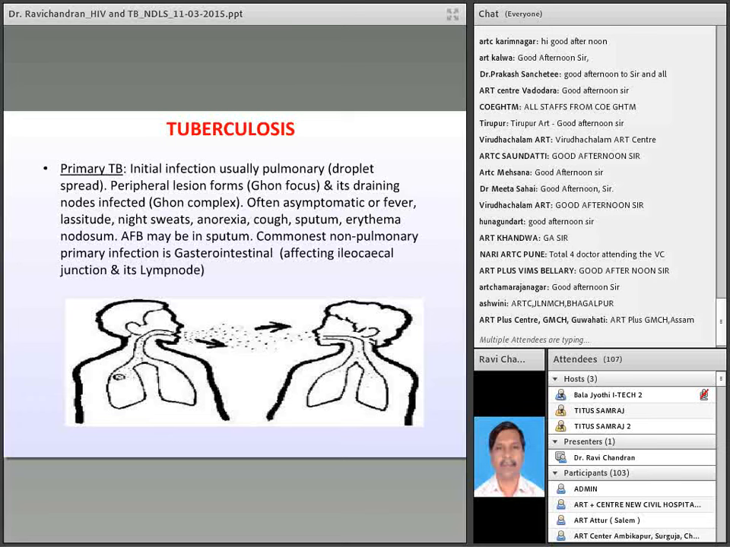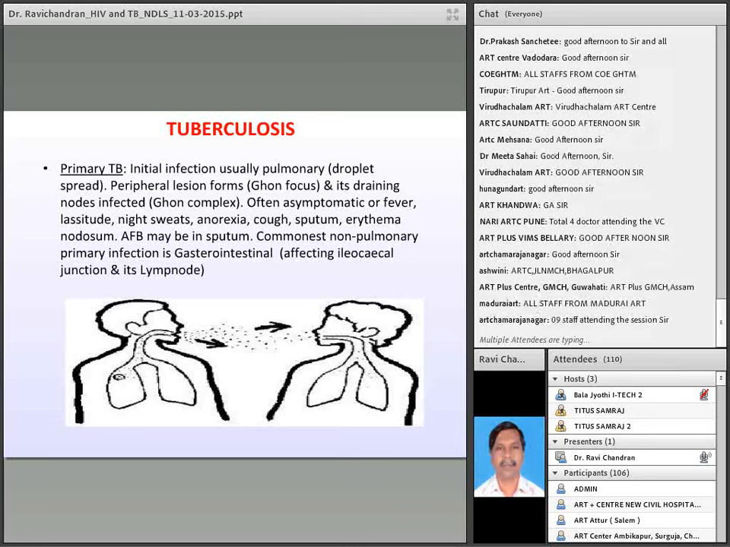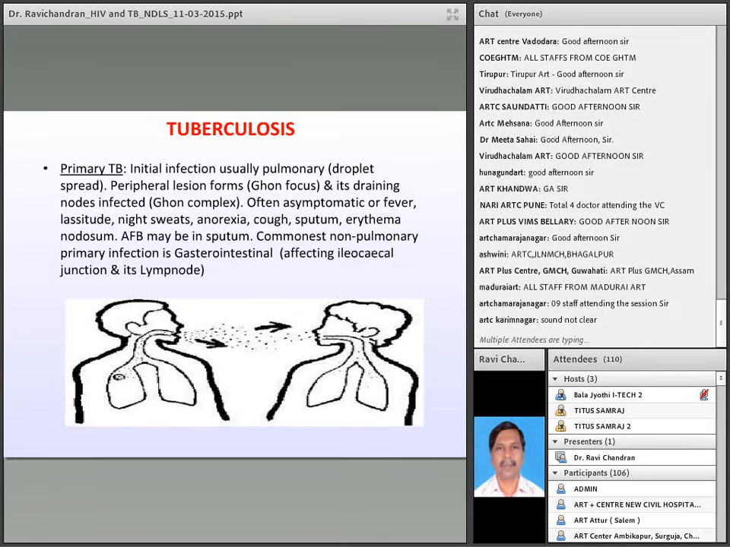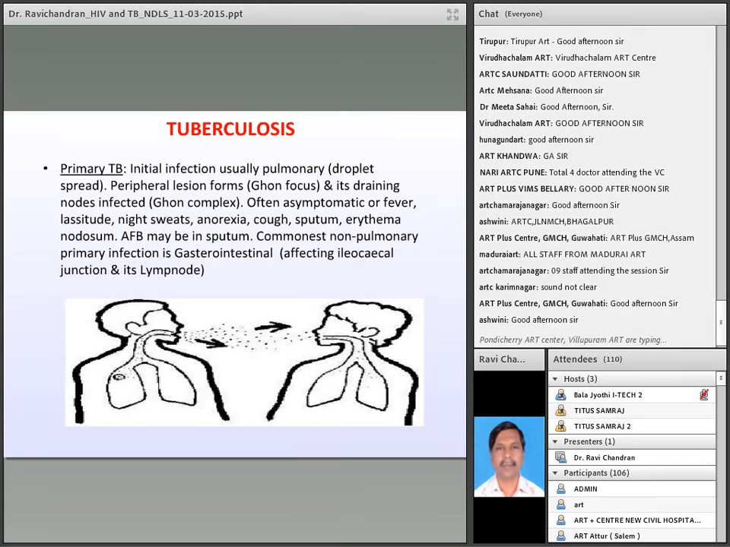At this stage, many times patients are asymptomatic, or non-specific symptoms like fever, lassitude, night sweats, anorexia, cough, sputum, erythema nodosum may be present, and many times they are sputum negative. The acid-fast bacilli are difficult to demonstrate in the sputum, but sometimes it may be positive.